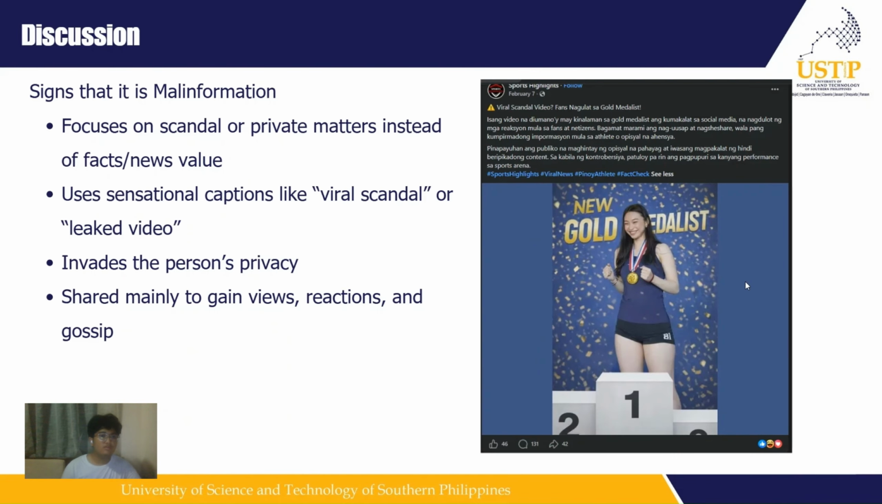The reason this is malinformation is because it focuses on a scandal or private matter instead of facts or news value. It uses sensational captions like viral scandal or leaked video. It also invades a person's privacy. It is shared mainly to gain views, reactions, and gossip.